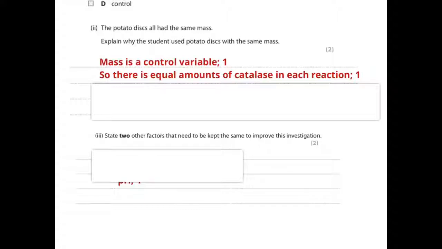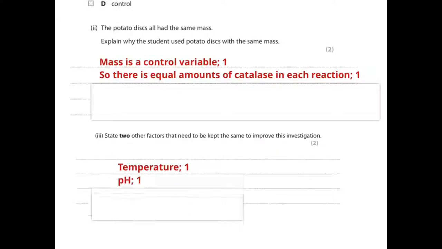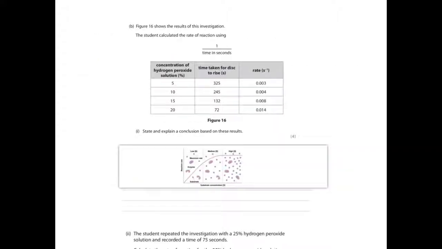State 2 factors or other factors that need to be kept the same to improve this investigation. Well, I've just covered that ahead of time, so that would be temperature or pH. Figure 16 shows the result of this investigation. The student calculated the rate of reaction using the formula 1 divided by time in seconds. State and explain a conclusion based on these results.